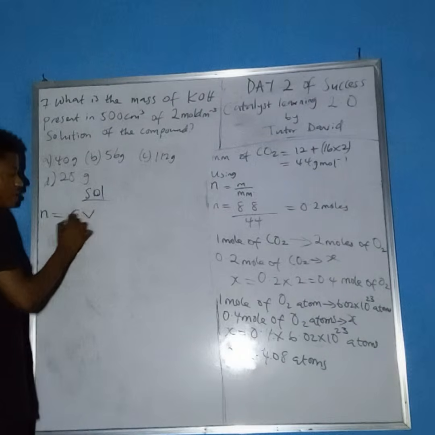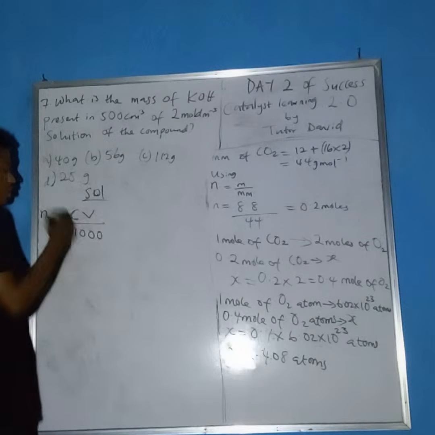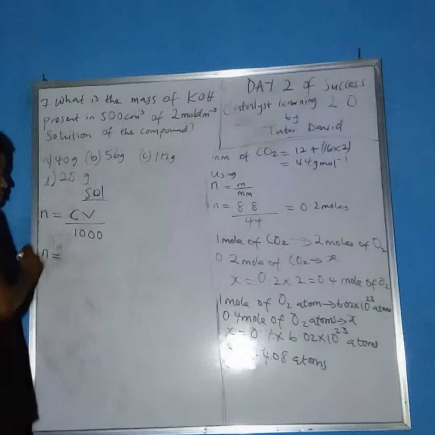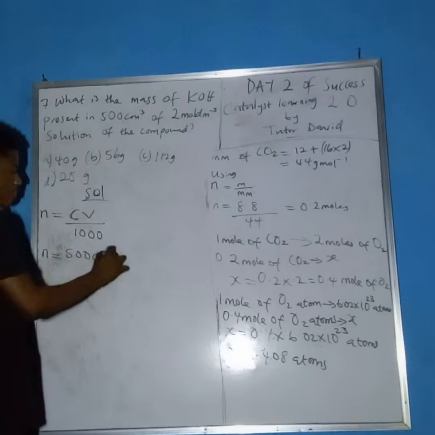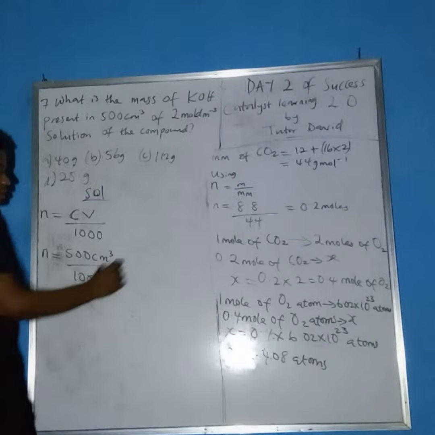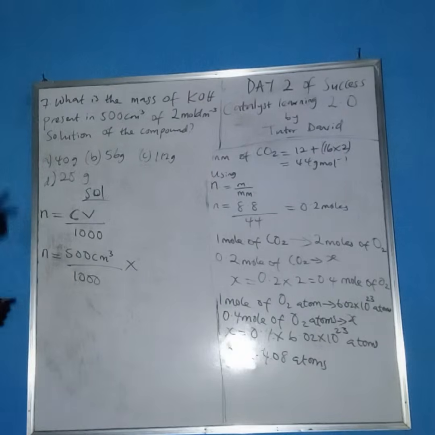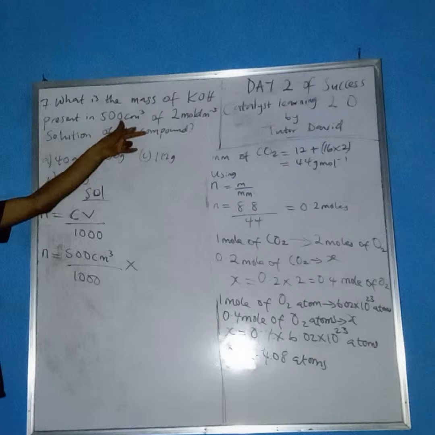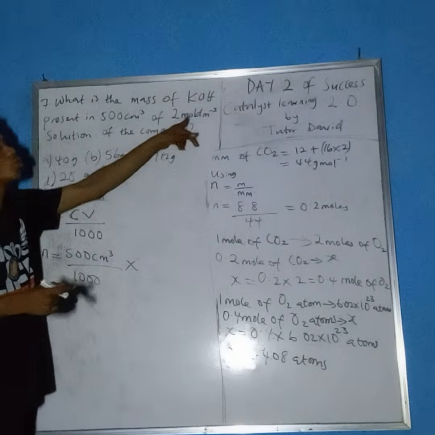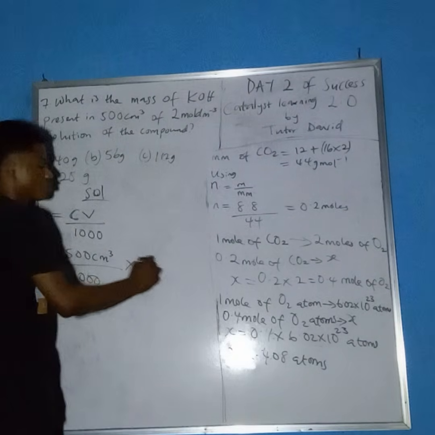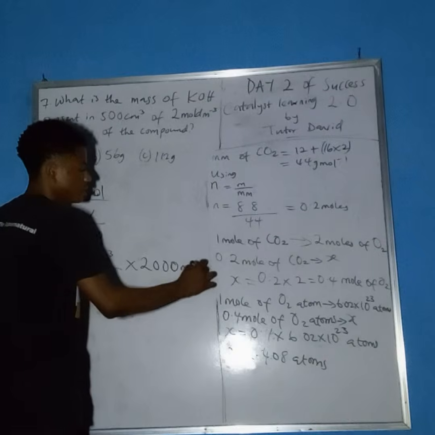We are using this formula, CV, which is concentration times volume over 1,000. So if you do that, we have this as a formula. The volume is 500 cm cube over 1,000, times the concentration, 2 mole per dm cube. But take note, the volume was 500 cm cube in this question, and our concentration was in mole per dm cube. So we have to convert these 2 mole per dm cube to cm cube. So I think that we now have 2,000 mole per cm cube.